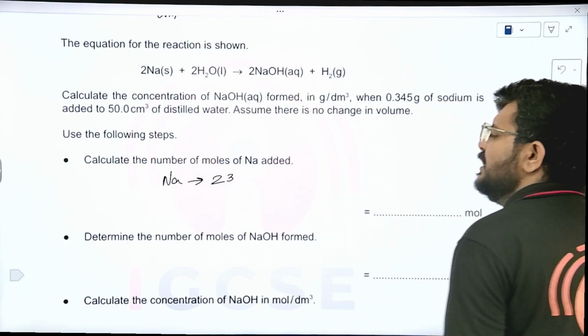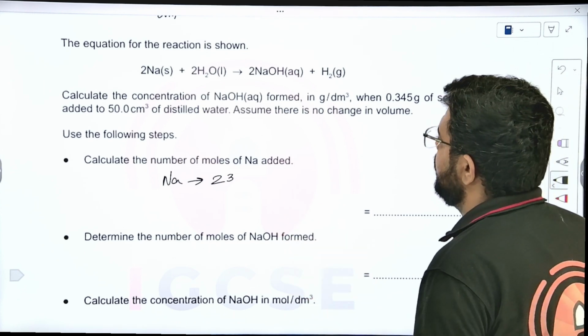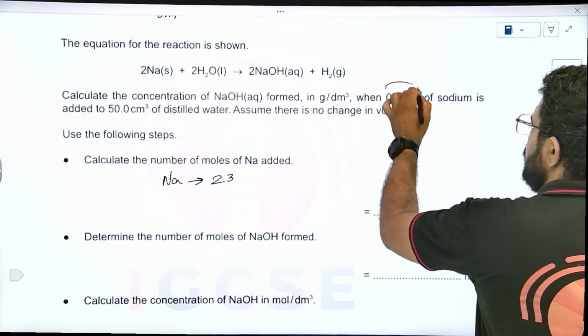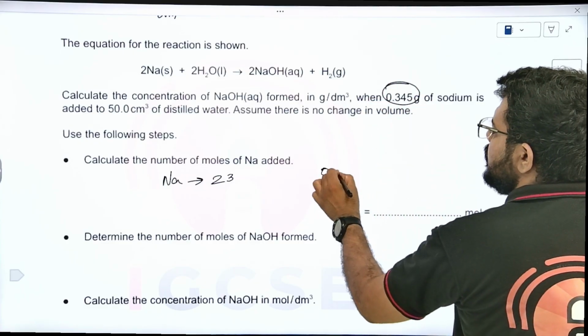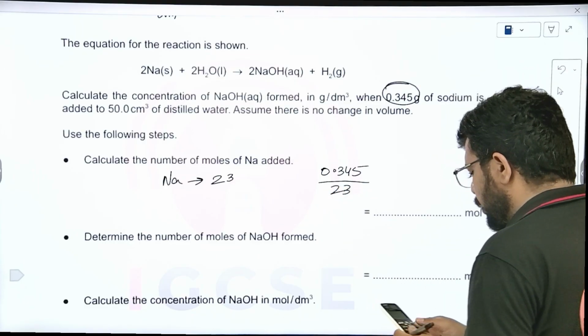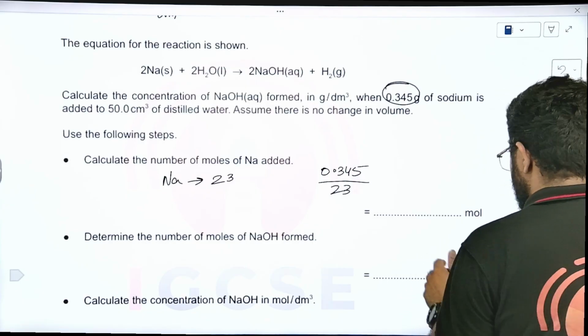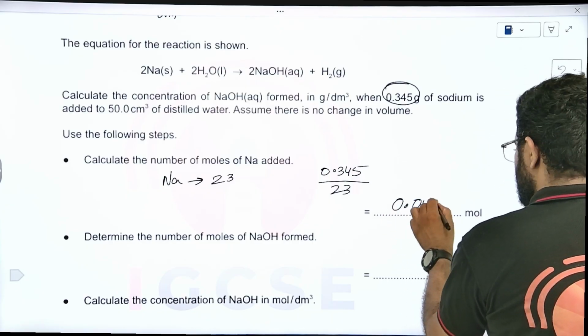Right, atomic mass 11, mass 23. I think this is the answer. This is the mass of sodium, but only 0.345 is used, so I will say 0.345 divided by 23. Now I will stop writing the formulas. You can assume the formulas yourself. If you don't understand, you can always ask in the comments.